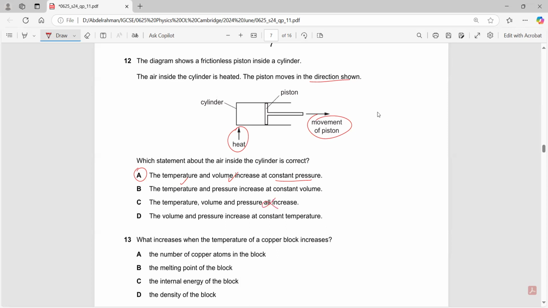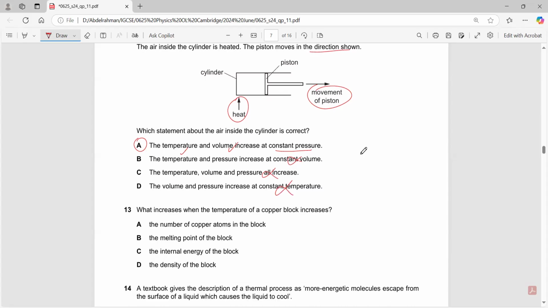B is definitely wrong. Why? Because this is not a constant volume. Because the piston is moving to the right, so the volume is increasing. The volume is increasing, and definitely the temperature is not constant.